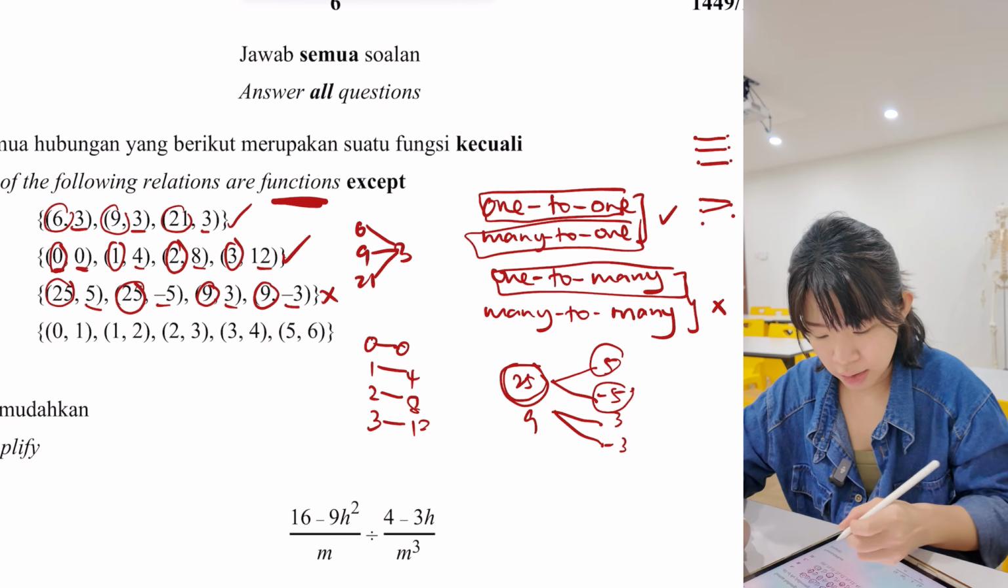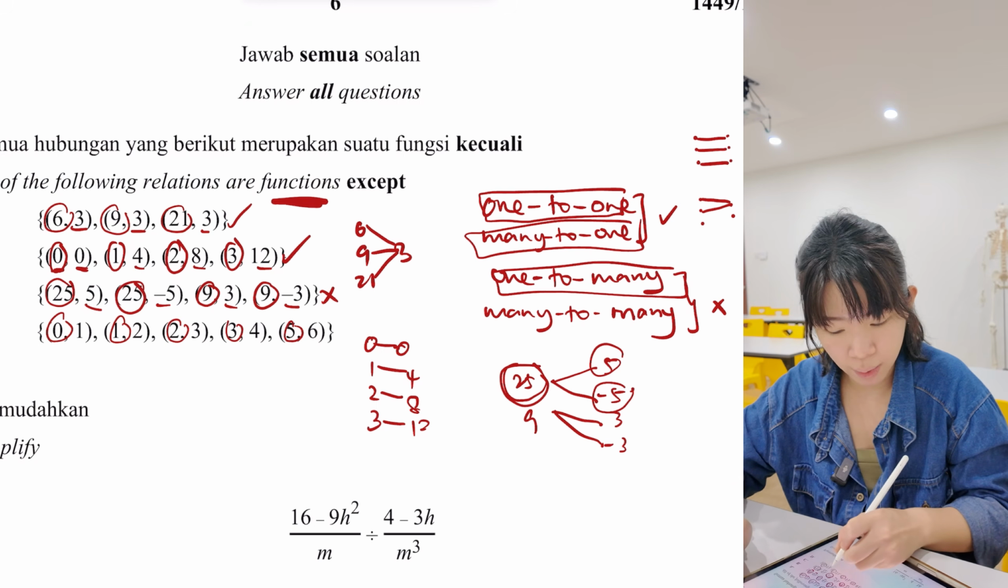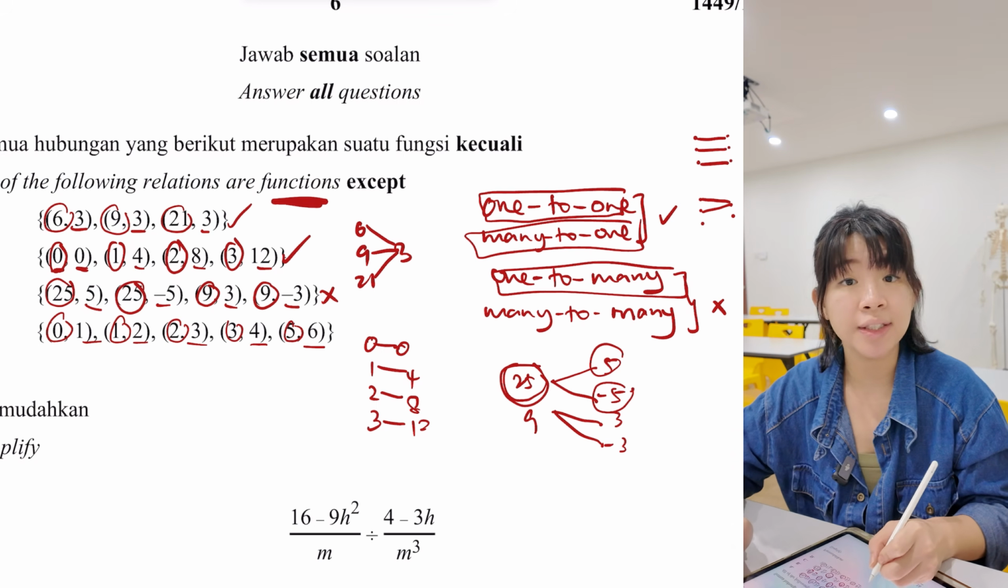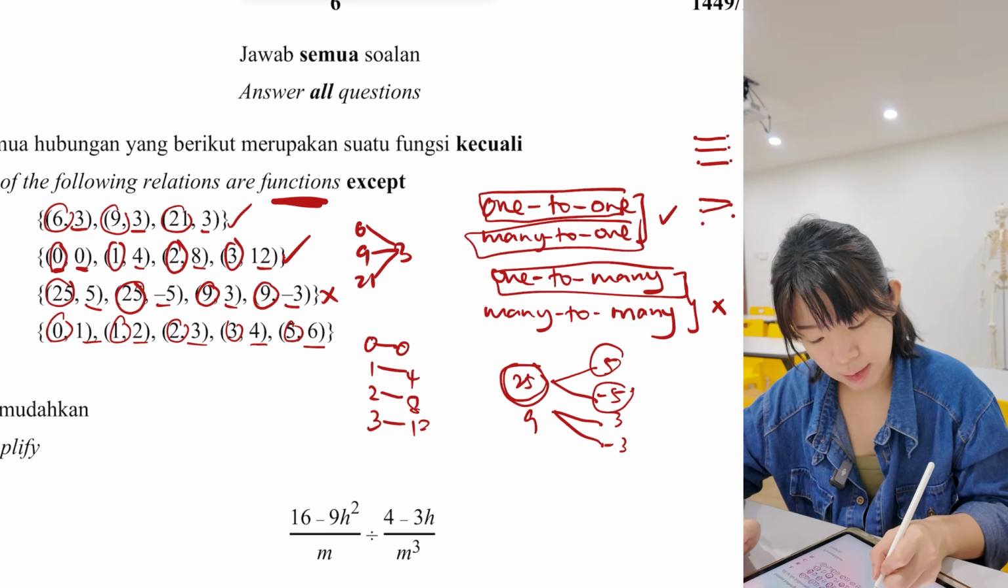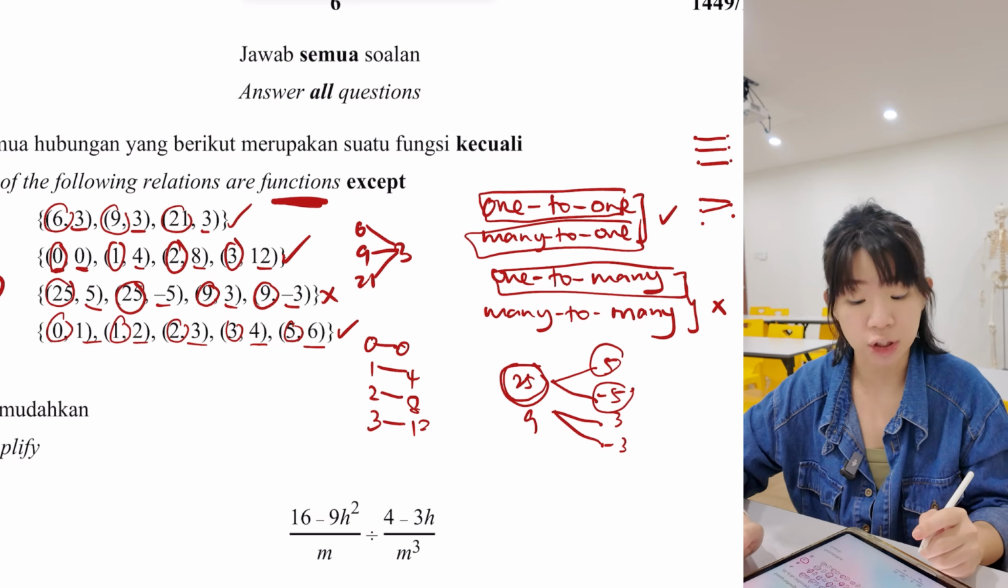Okay, how about D? You check the x, all different, 0, 1, 2, 3, 4. The y is also different, 1, 2, 3, 4, 6. So this is actually 1 to 1. So this is also a function. The answer is C. Only C is not a function.